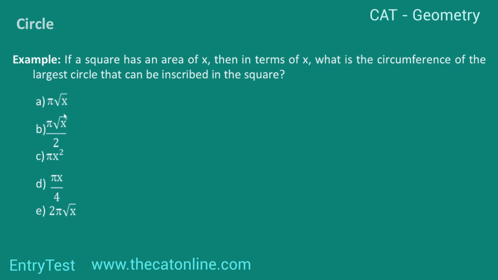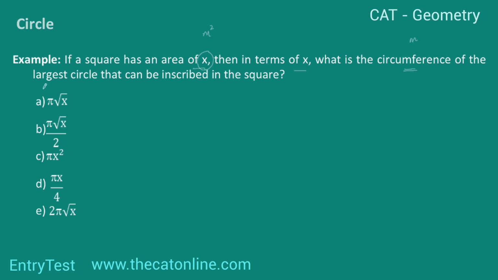Moving ahead, the question we have is: if a square has an area x, then in terms of x, what is the circumference of the largest circle that can be inscribed in the square? If I just look at it, x has the units of area, so either it is meter square or kilometer square or whatever. Then in terms of x, I need to find circumference. Circumference should be only in meters. That means I need to take a square root of x.